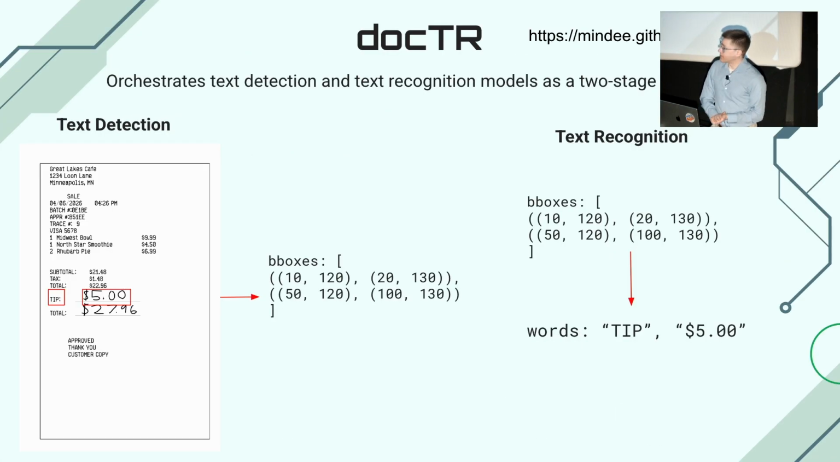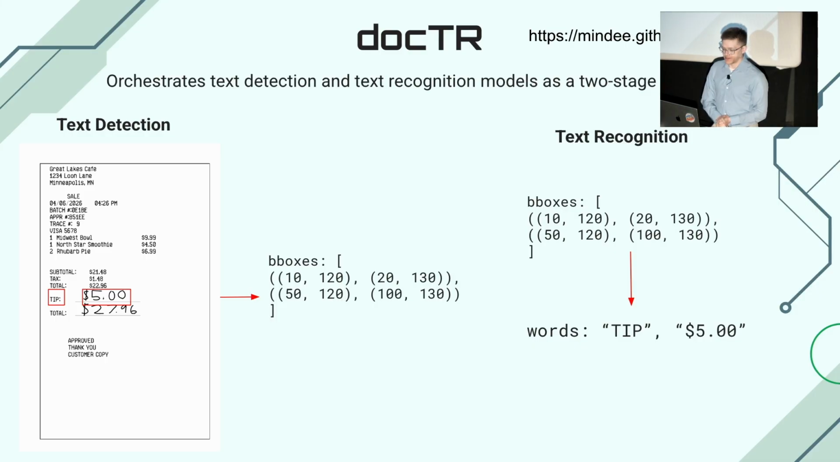So I'll walk through a few of the libraries that I've used. Doctor is one that is orchestrating a two-stage process. There's a text detection and then there's the text recognition. So you can think of it as if you're looking at each of the fields and then detecting bounding boxes.